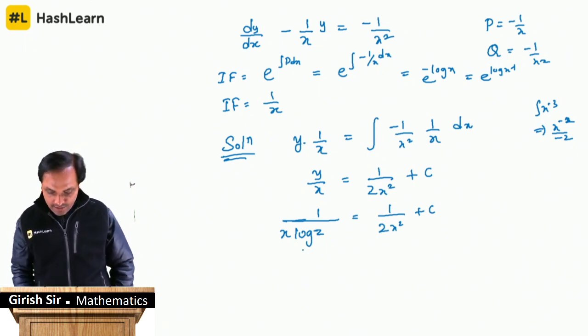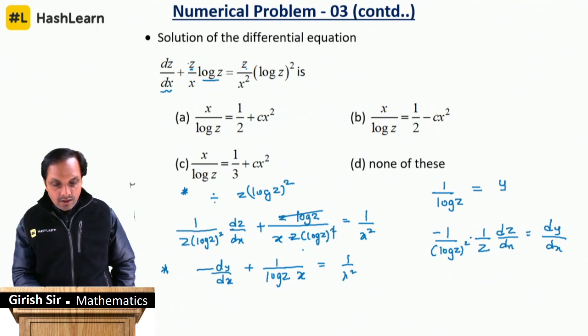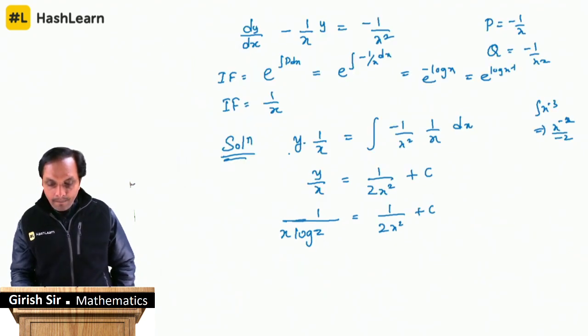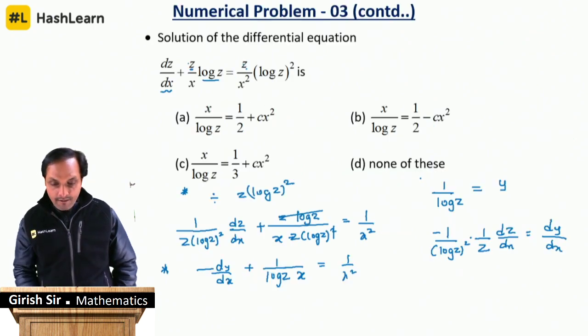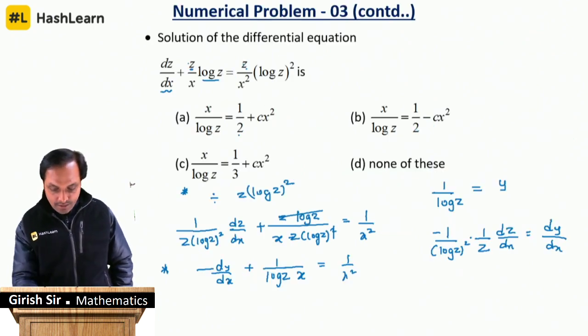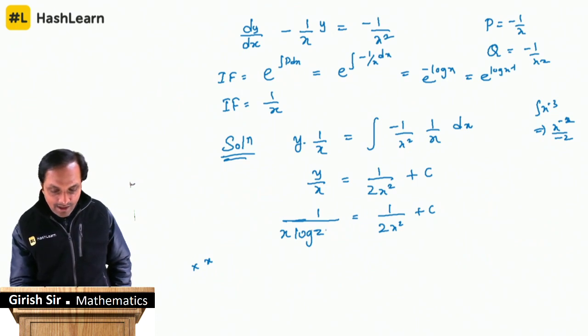One by x into log z. So 1 by log z you have. Okay. To get it in the standard form, you know that here 2 is there, here 2 is there. I'll multiply throughout by x square.